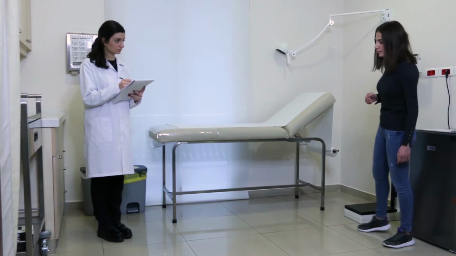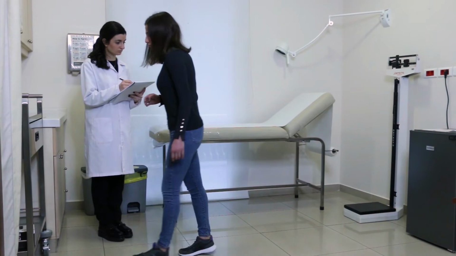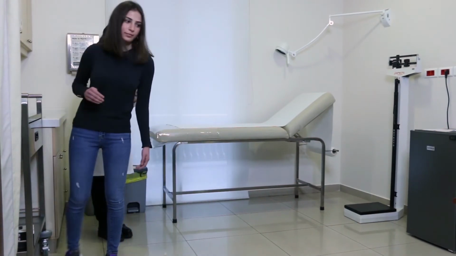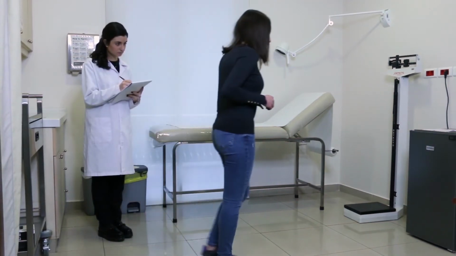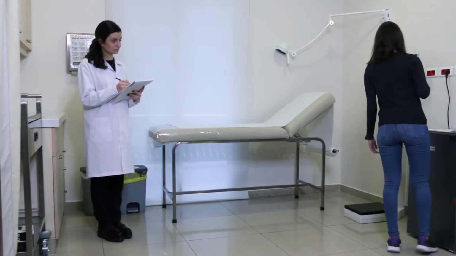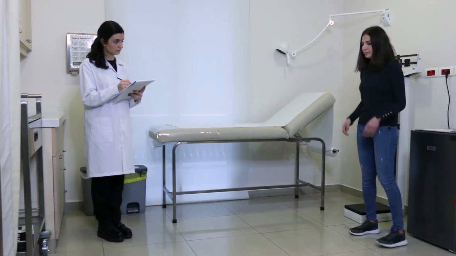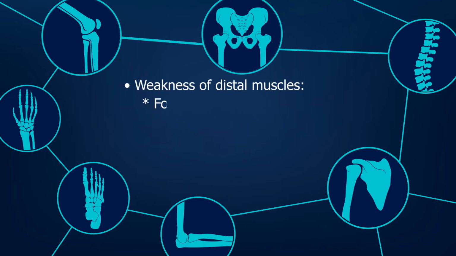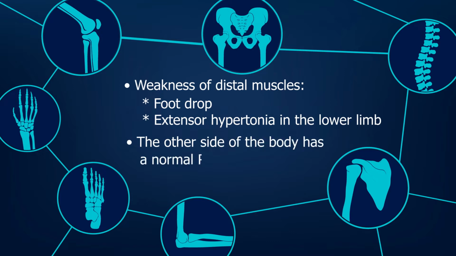Hemiplegic gait. The patient presents with a unilateral weakness. The leg on the affected side is extended and in internal rotation. On the same side, the shoulder is adducted, elbow is flexed, and wrist is pronated. Interphalangeal joints are flexed, thumb is in fist. The movement consists of circumduction in a semicircular pattern. This is due to weakness of distal muscles, as in foot drop, and extensor hypertonia in the lower limb. The other side of the body has a normal range of movements. This is probably a sign of a stroke.